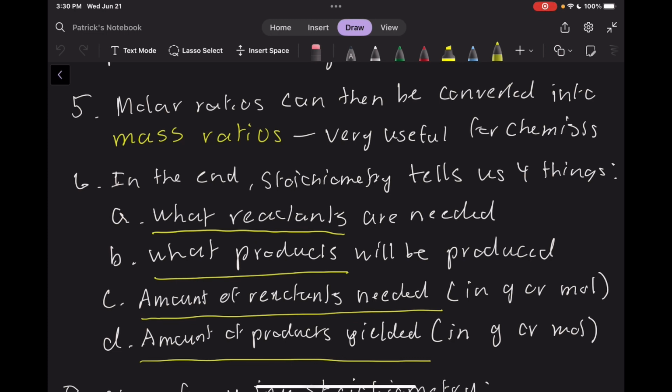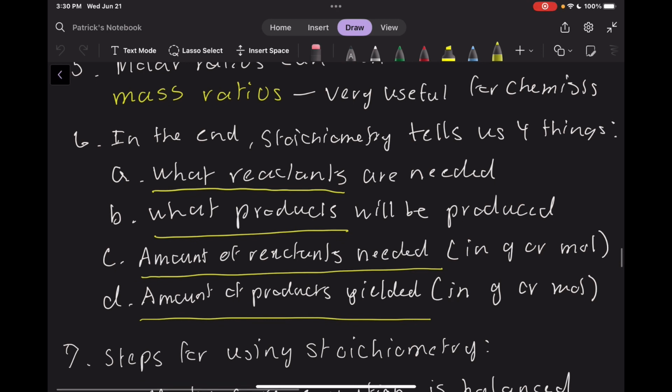At the end of the day, stoichiometry tells us 4 things. Firstly, it tells us what reactants are needed. Secondly, it tells us what products will be produced. Thirdly, it gives us the amount of reactants needed in either grams or moles. Fourthly and finally, it tells us the amount of products yielded, again, in either grams or moles.